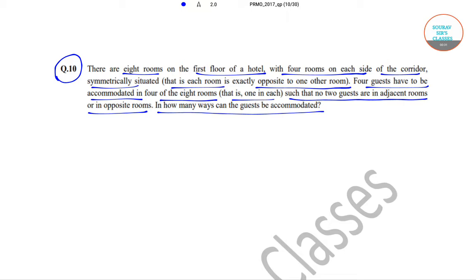So basically we have a corridor. So this is the corridor over here, and then we have 4 rooms. There's room 1, room 2, room 3, room 4, and then we have opposite rooms over here, room 5, room 6, room 7, room 8. So these are the rooms.